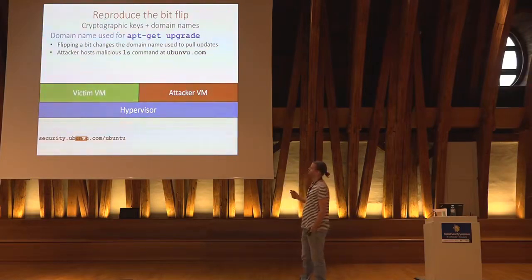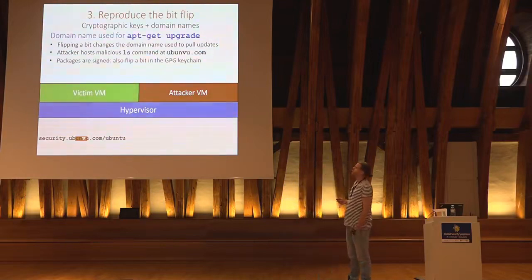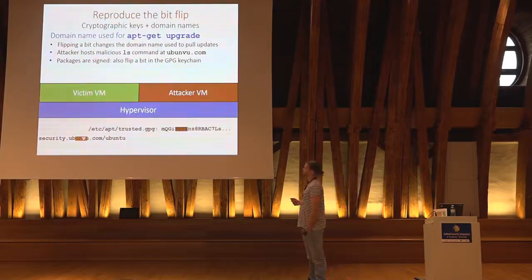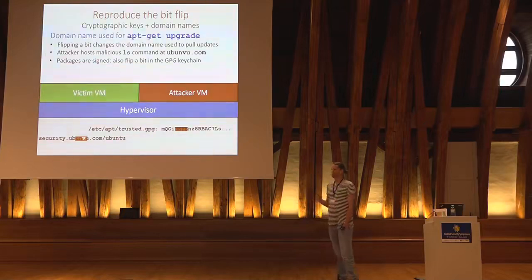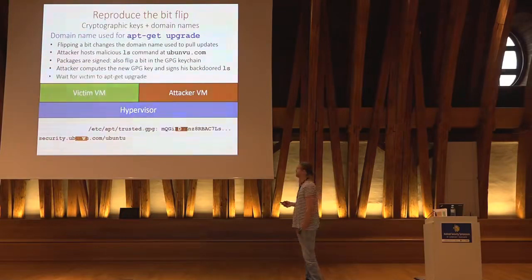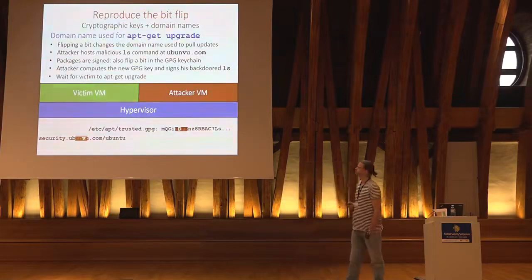In this scenario, we're going to host an updated coreutils package. Fortunately, packages are signed, so it's not as easy as this. But we simply also need to flip a bit in the GPG keychain to make the packages self-signed. Then the attacker can compute this new GPG key and sign the backdoored ls. And from there on, you just have to wait as an attacker for the victim to run an upgrade.